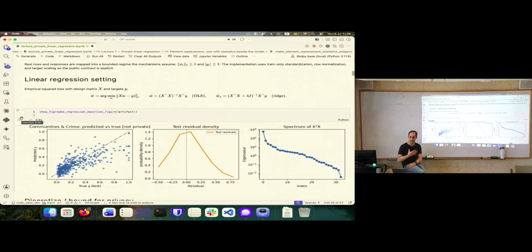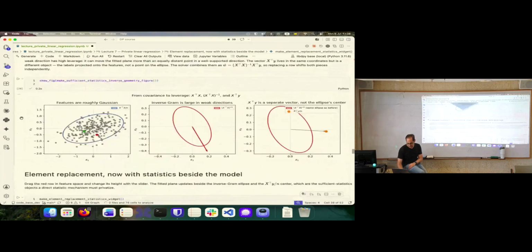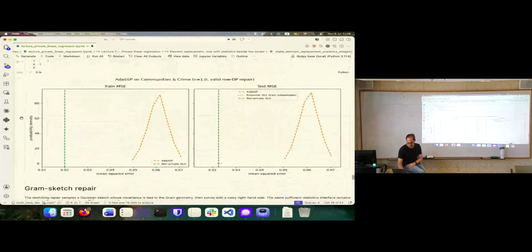So if I add some lambda times I matrix, I basically increase all of the eigenvalues by an additive amount, by this lambda quantity. And since the probability that the added noise will cause the sign to be flipped depends on the minimal eigenvalue, well, if I increase it enough, I'm good. So this is the ADA SSP method.